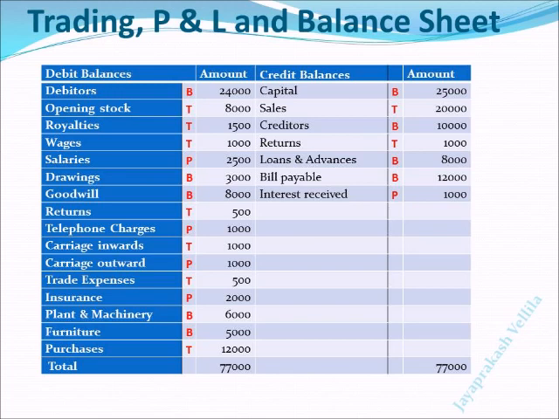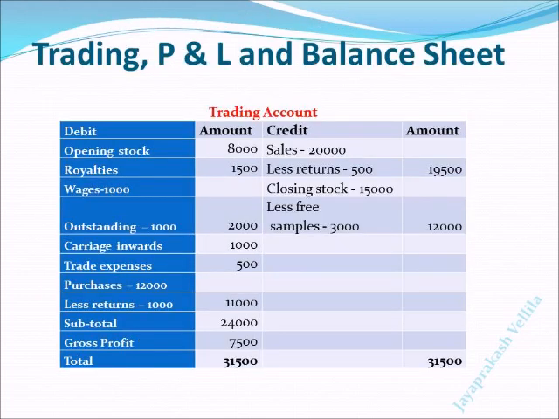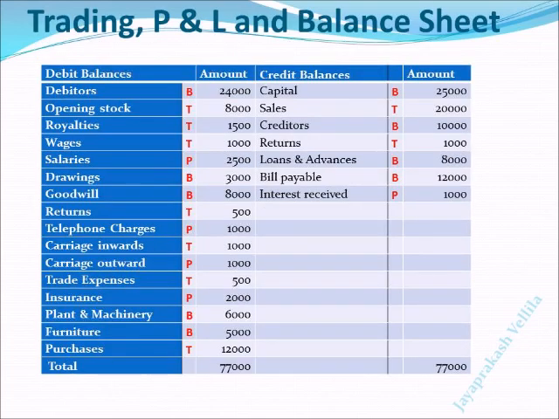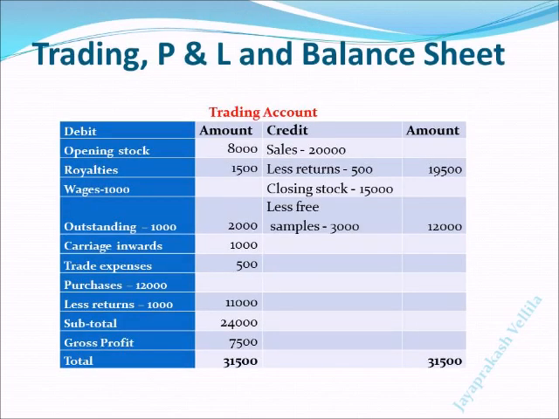Purchases is 12,000, but there is a purchase returns of 1,000. Deducting the returns we get 11,000. Therefore, we have entered all the entries on the debit side of trading account. Next, on the credit side, sales is 20,000, but it is given that there is sales return 500. Deducting the returns we get 19,500.